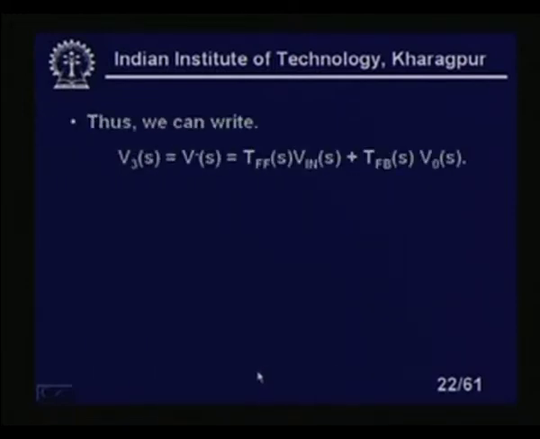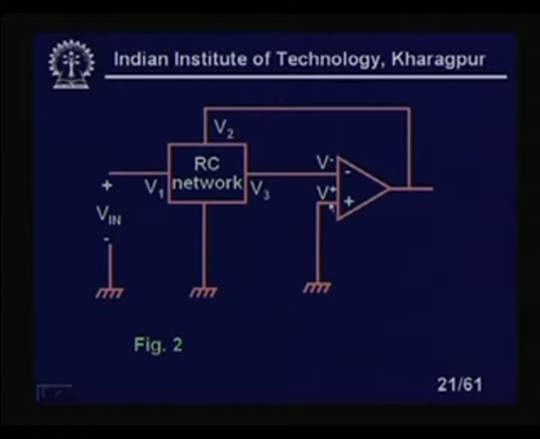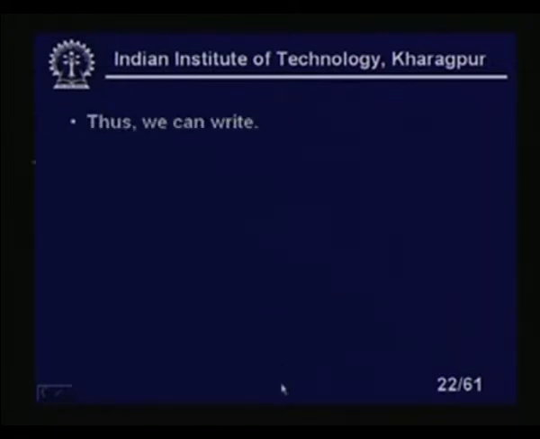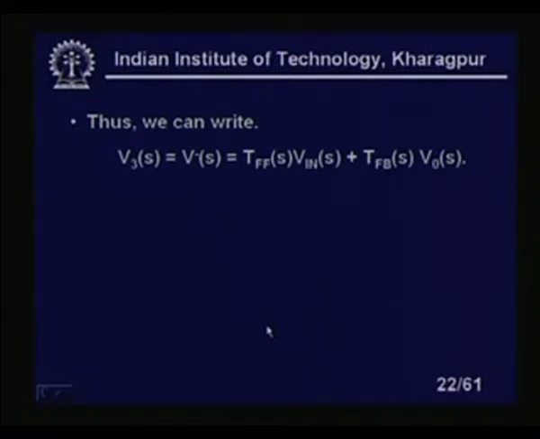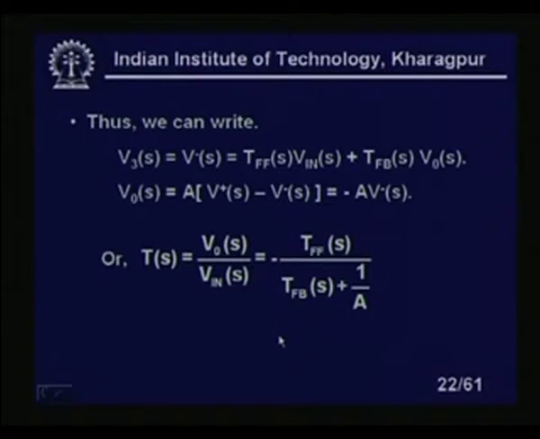Now, we can write here also as before V3(s) equal to V minus (s), which is not 0 because it is a negative feedback topology. V plus is 0, right. So, V3(s) equal to V minus (s) equal to TFF(s) into Vin(s) plus TFB(s) into V0(s). So, V0(s), this is the output voltage obviously, equal to the gain of the op amp multiplied by the difference of the two inputs, V plus (s), and since V plus (s) is 0, since it is connected to ground, it is coming minus A V minus (s).